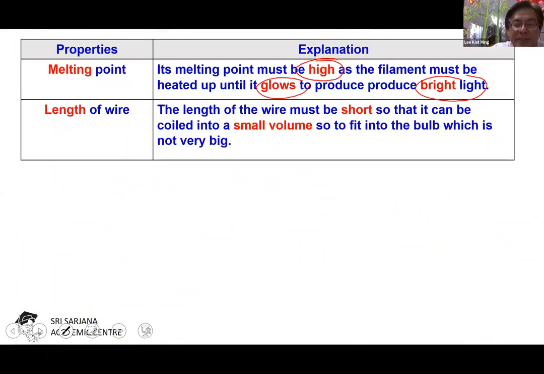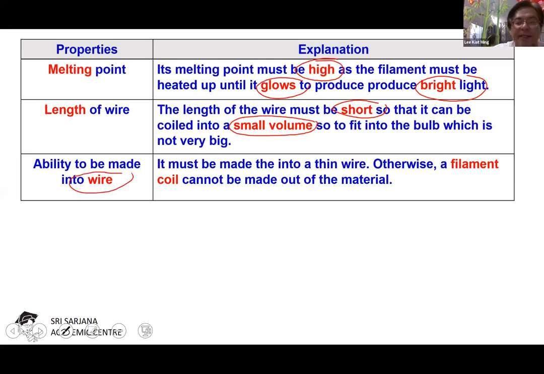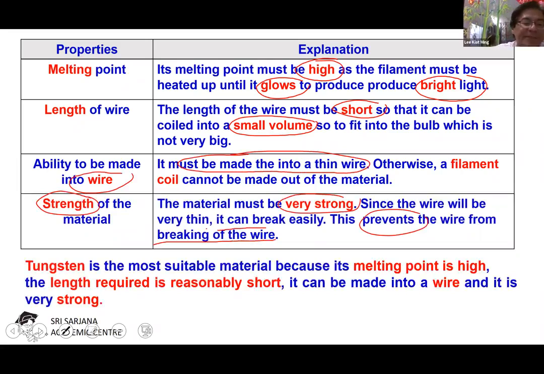Length: we know that it's limited space, so it must be short. You coil it into a small volume to fit into the bulb. The ability to make into wire should be high. It must be able to be made into thin wire, otherwise we cannot make a filament. Then strength: it must be strong, since the wire will be thin, it can easily break. So we want it to be strong, to prevent the wire from breaking. Remember we talked about tungsten. Tungsten will be the best choice.